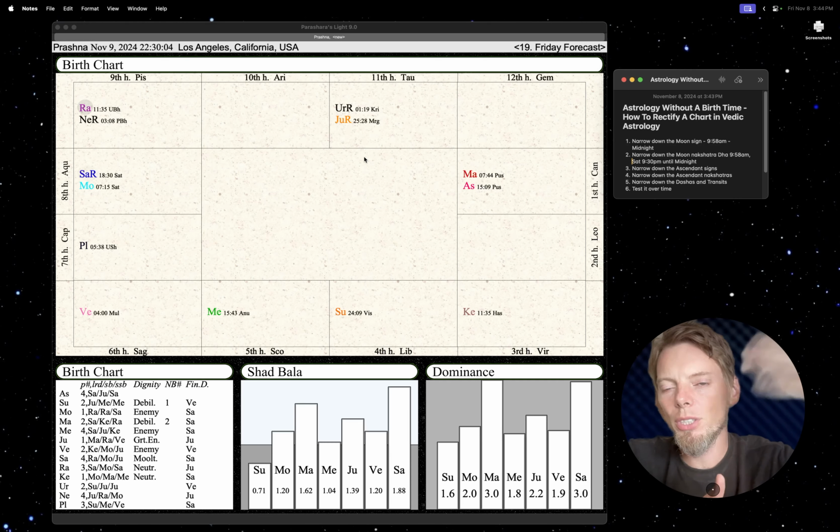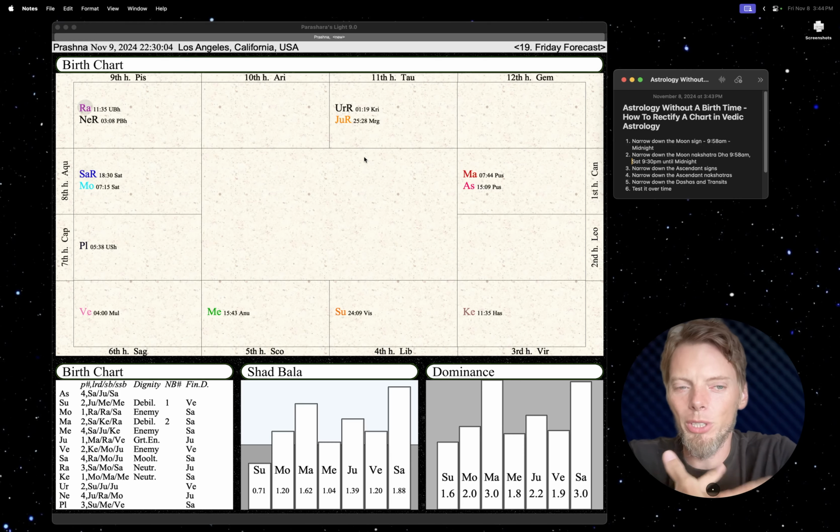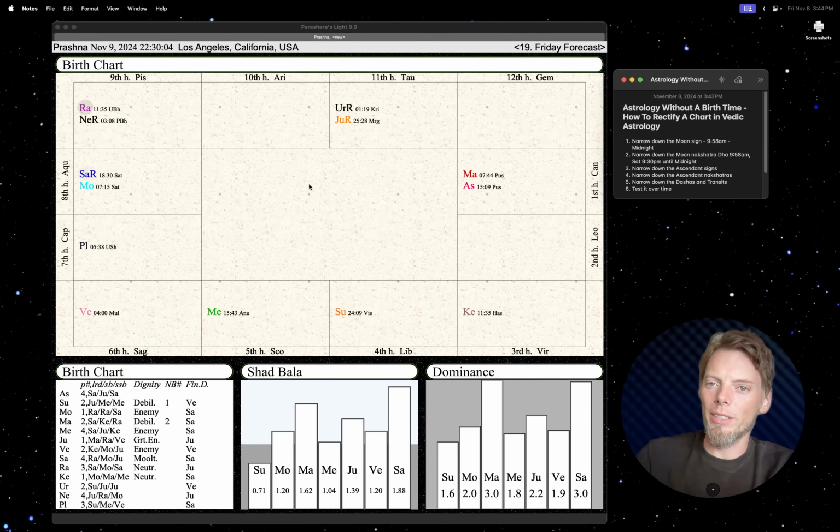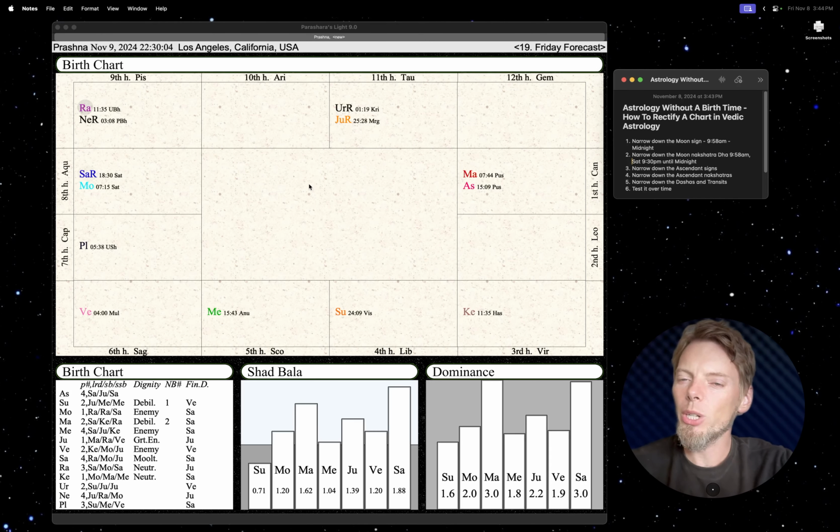But because you don't have that, I'm just going to share a bit about each one and how I do this process, and I'll do it a little faster this time. So Dhanishta, the symbol of a drum. Satabhisha, the symbol of 100 healers in a circle.